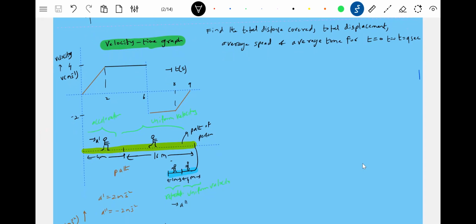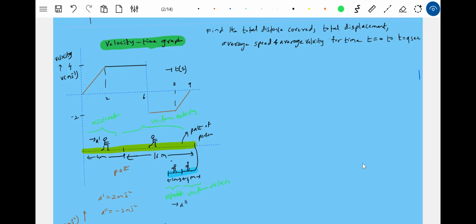Okay, one more. There's a velocity versus time graph. What all I'm asking you in the velocity versus time graph is to find out the total distance covered, total displacement, average speed, and average velocity for time t equal to 0 to t equal to 9 seconds. Okay, there's a VT graph, velocity versus time graph. What all can we find out?